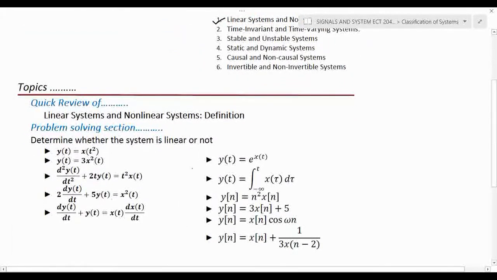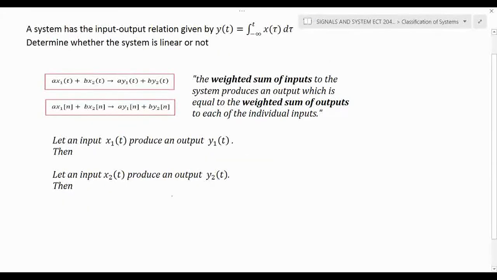Basically, the continuous time signals up to y of t is equal to e raised to x of t we discussed in the previous lecture. Now we'll start from this particular problem. Y of t is equal to integral minus infinity to t x of tau d tau, and some discrete time signals. So this is the first question.